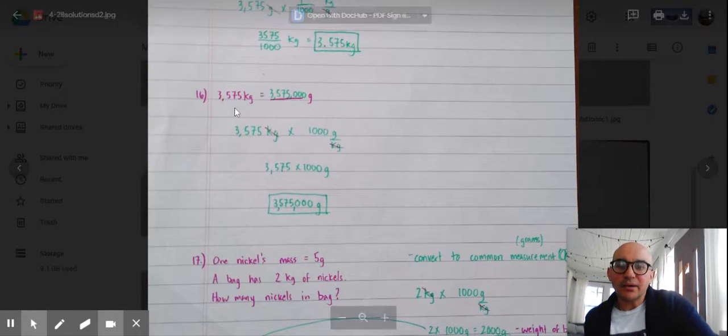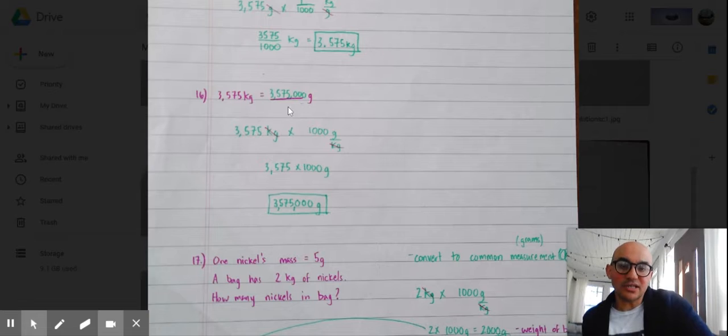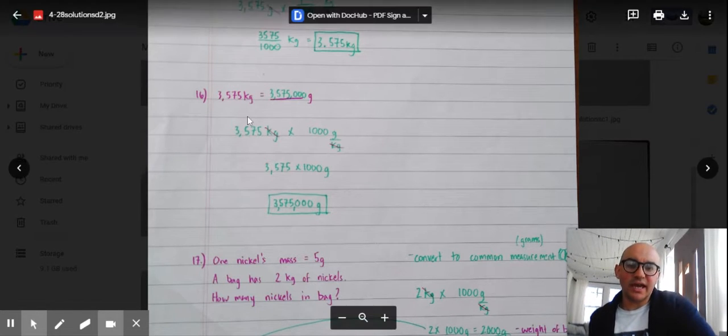Okay. Problem 16, we're taking 3,575 kilograms and trying to figure out how many grams it is. So we do something very similar. We take our measurement and we multiply it by the unit rate. But in this case, we want to select the unit rate with grams on top, which is 1,000 grams per kilogram. As we multiply, we cancel out kilograms, and we're left with 3,575 times 1,000 grams, which gives us 3,575,000 grams. And that is our answer.